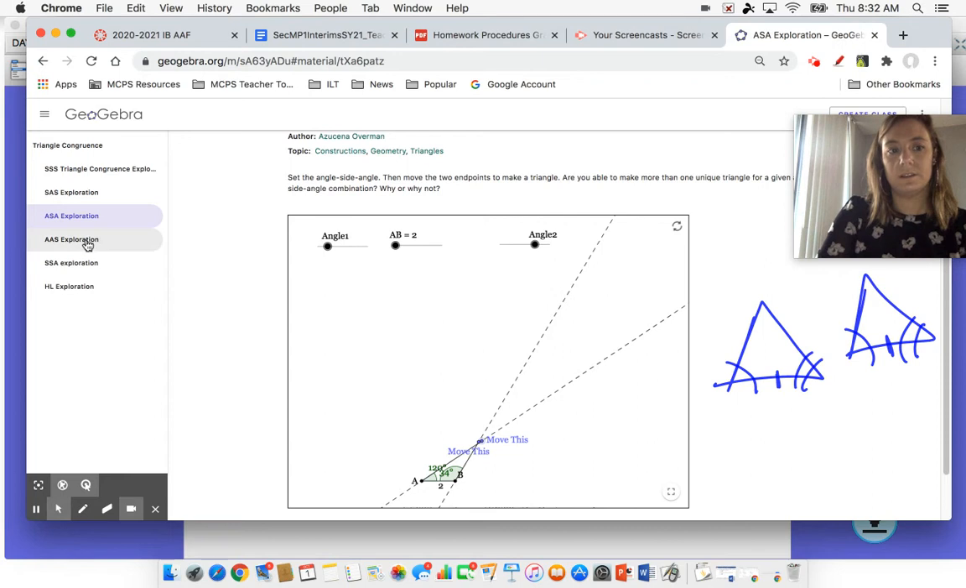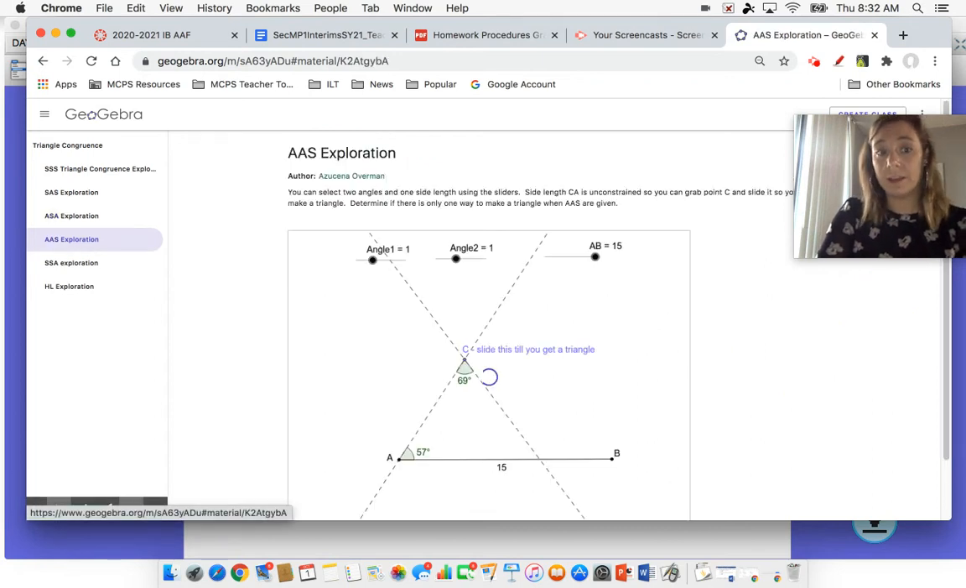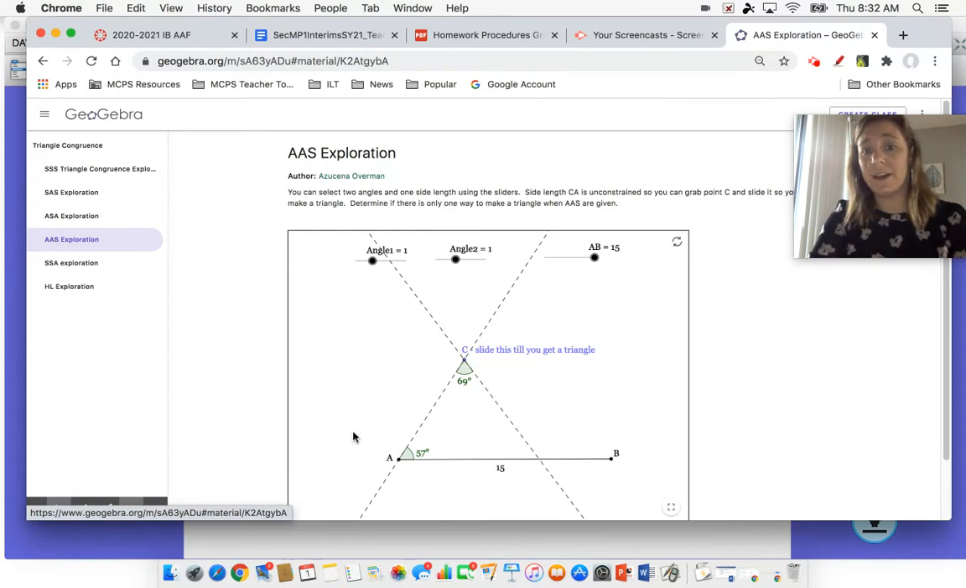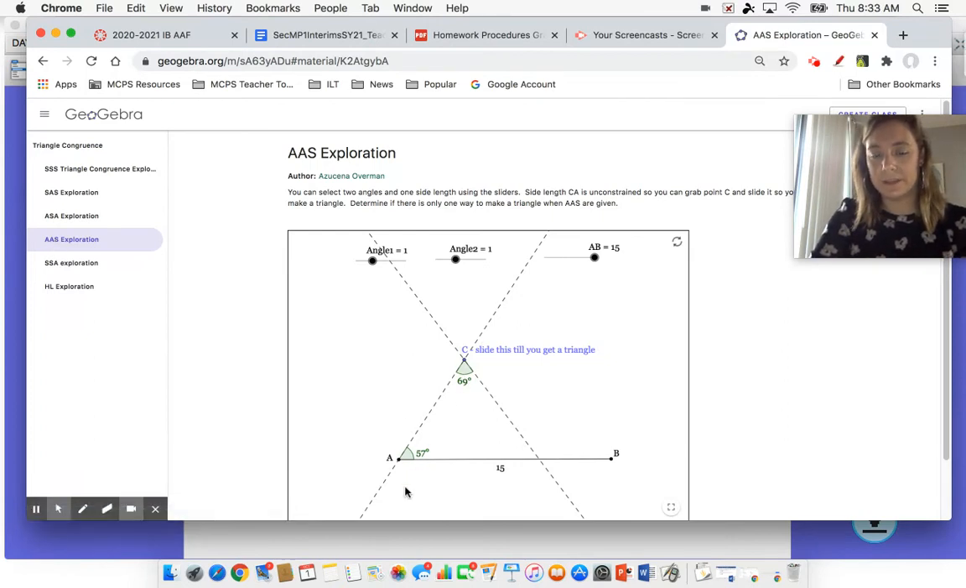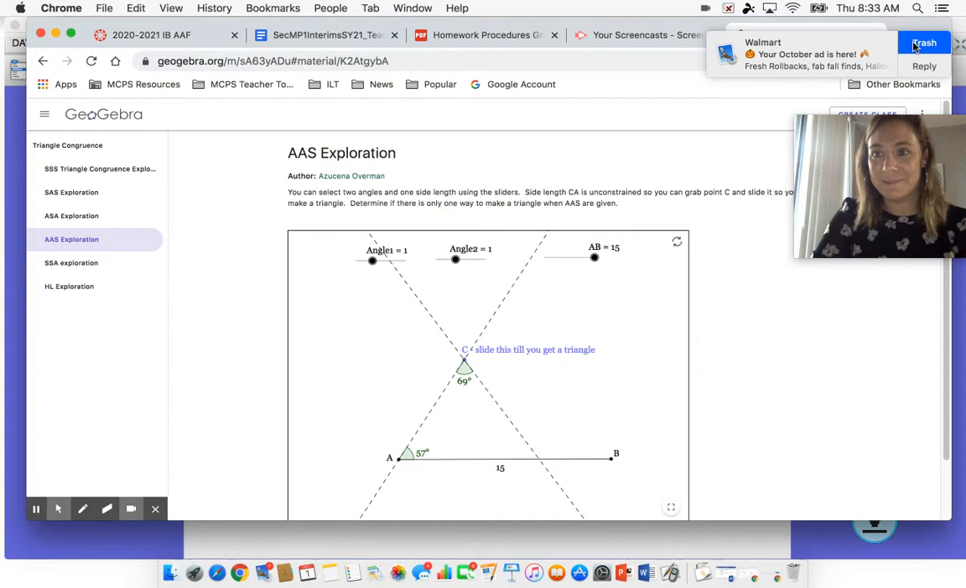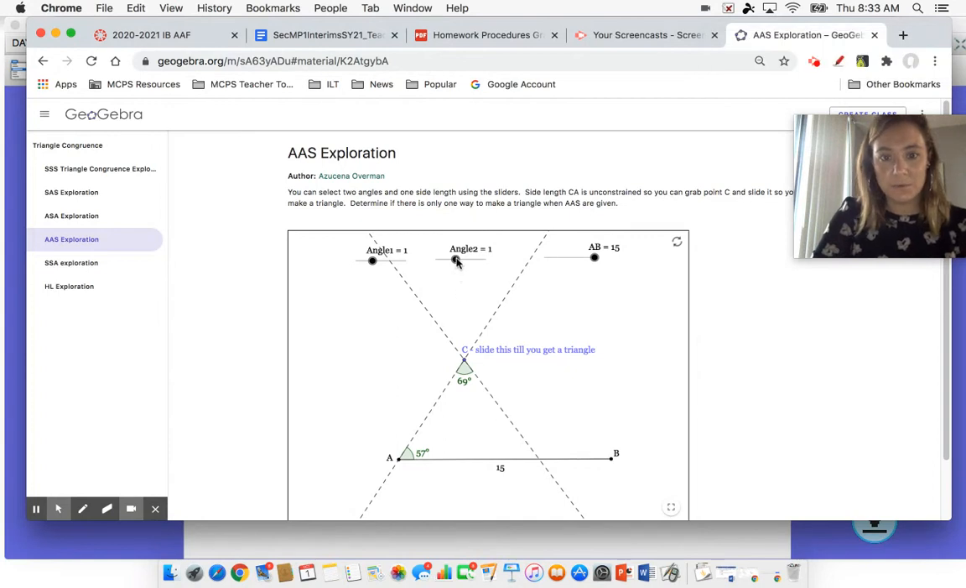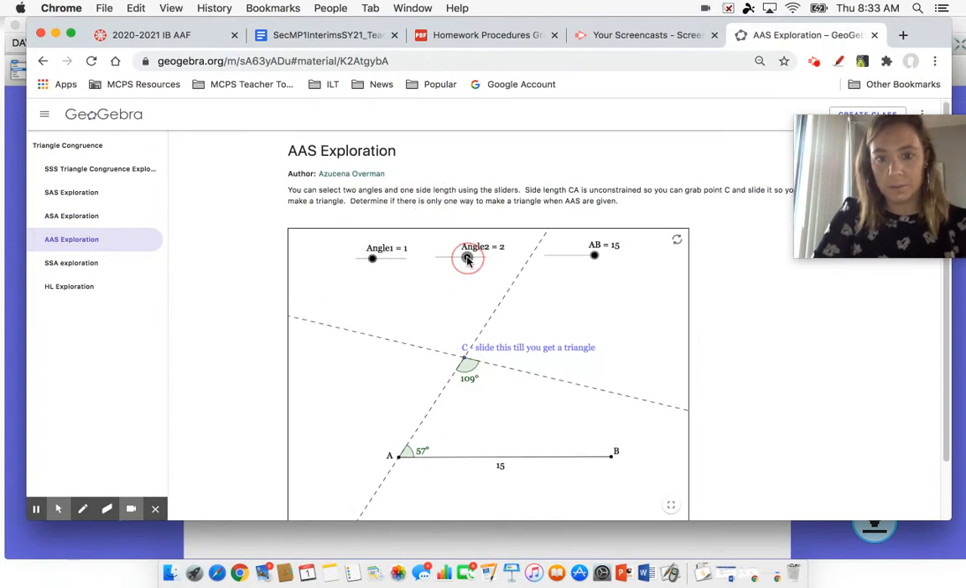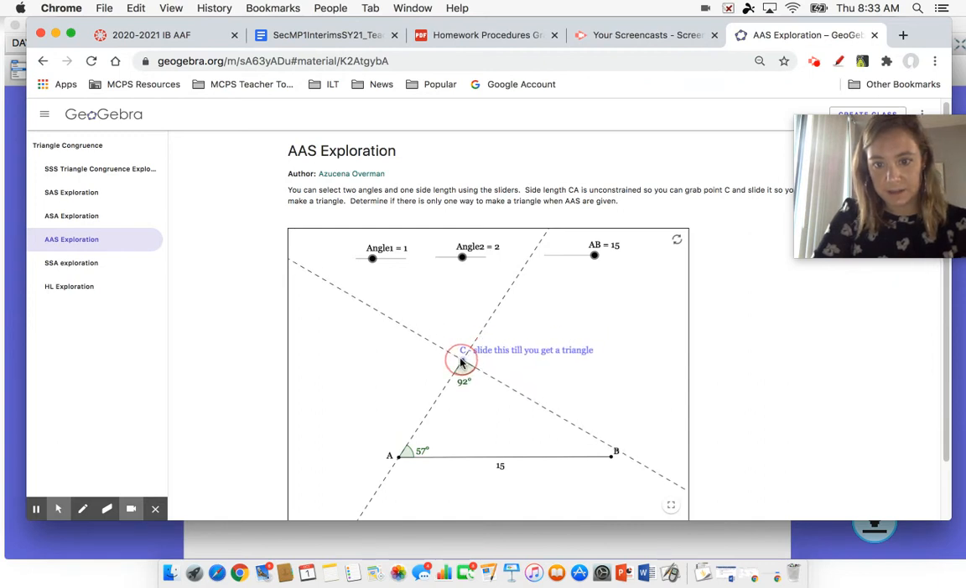But let's look at angle, angle, side. What if you have two angles? What's the difference? This one has a side between them. This one, the side is outside of them. So I've got two angles and then the side that's not between them, right? So as I move this around, are there multiple triangles that can be created? Oh, this is kind of hard to move. Well, it's letting me slide that. I guess I have to slide it down here, right?